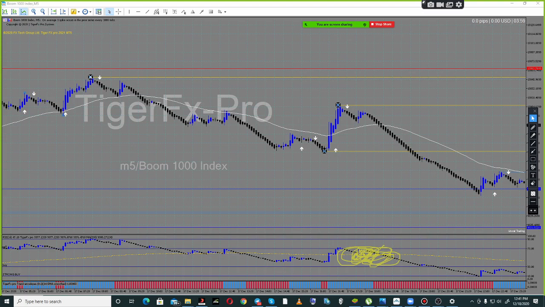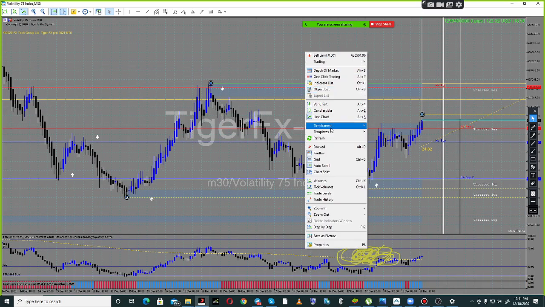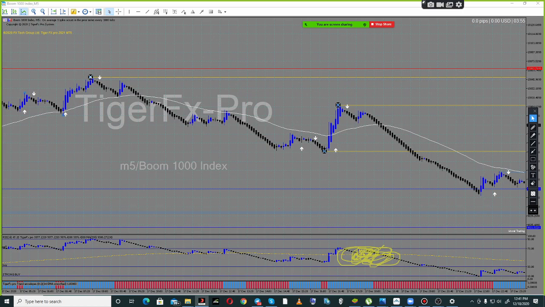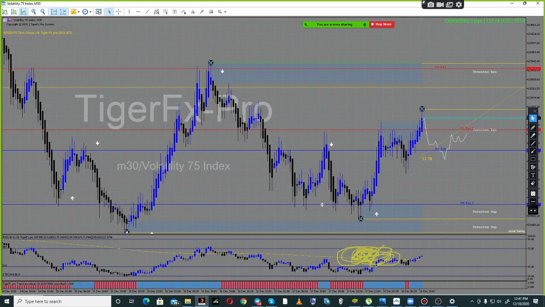Now let's go back to this. I'm going to go back to volatility. Okay, here on the Volatility 75, now I'm going to point out this yellow line here. The yellow line represents a long-term trend.